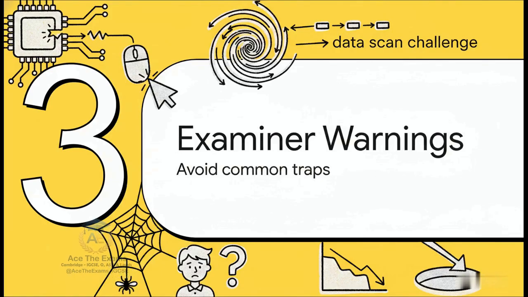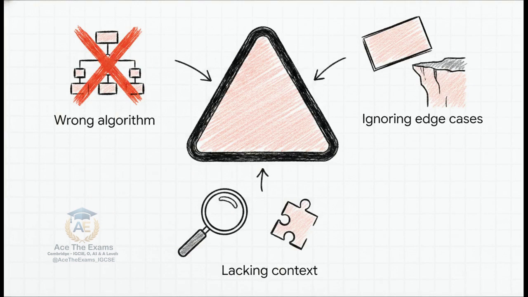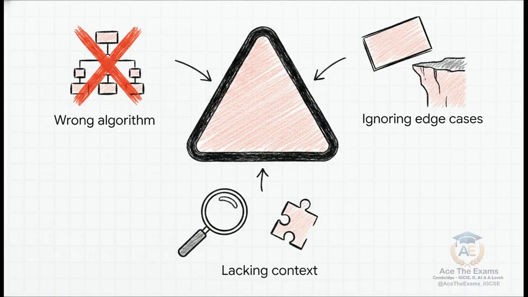Let's dive into Section 3, Examiner Warnings. We need to look at the exact traps that are failing students. Here are the absolute top 3 mistakes pulled directly from Cambridge Principal Examiner reports. Number 1, the classic trap in IEEE questions is using the wrong formula or algorithm for the specific context. Number 2, students completely forget to check boundary conditions and edge cases. Number 3, answers severely lack specific context from the actual question prompt.